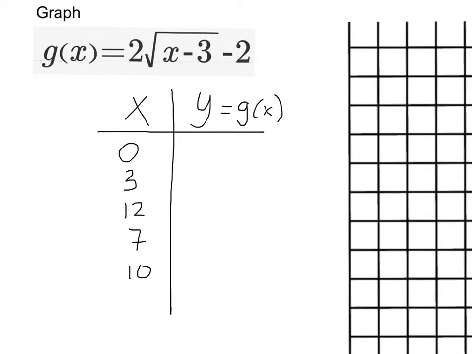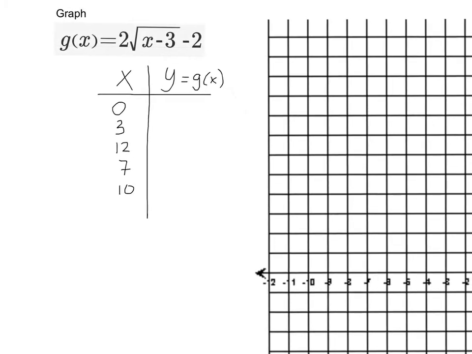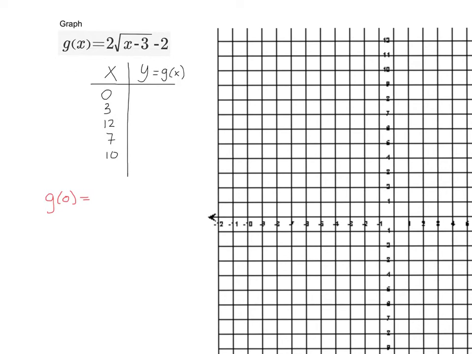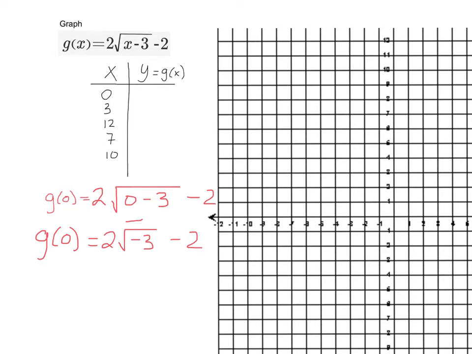So the first number we picked 0. Let's see what happens when we plug 0 in. So I've got g of 0 equals, let me zoom out just a little more. g of 0 equals 2 square root of 0 minus 3 minus 2. So g of 0 equals 2 square root of negative 3 minus 2. Well, when you put in your calculator 2 square root of negative 3, it's going to give you an error.